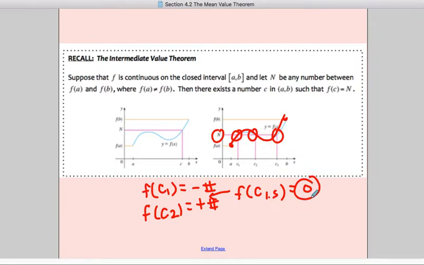That's what we use the intermediate value theorem for a lot. Okay? And what are zeros? Zeros are roots of a function. That's where you cross your x-axis. Okay? So there's the intermediate value theorem.